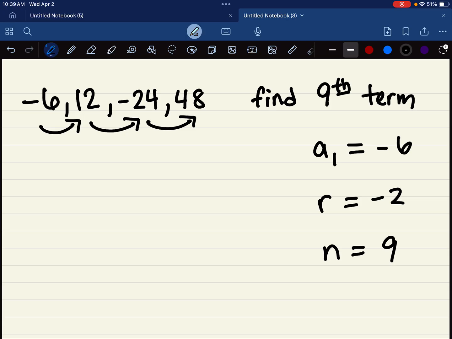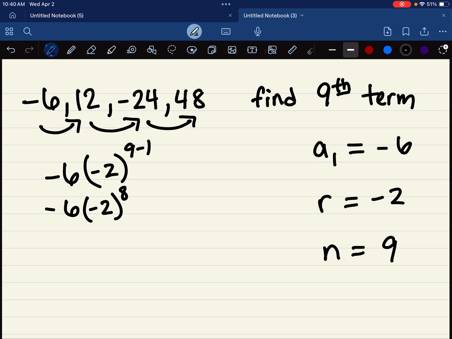9. Okay? So all you have to do is start with this number, -6, put R in parentheses, and then the exponent is going to be 9 minus 1. Now, what is 9 minus 1? 8. Okay, you have to put parentheses around -2. So, -6 times parentheses, -2 to the 8th power.